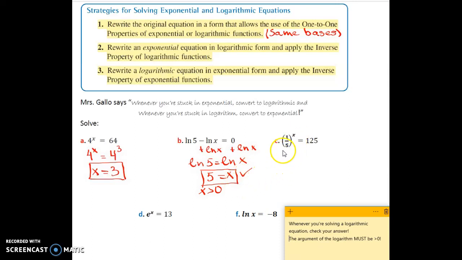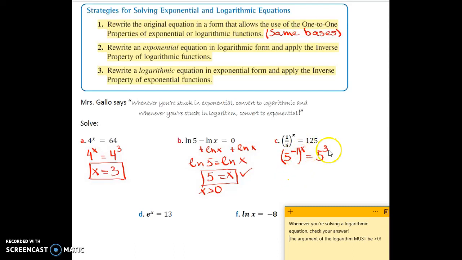Let's look at example C. 1/5 to the x power is equal to 125. We need to rewrite this expression, and it looks like both of those might be powers of 5. So we're going to try and change the base to be equal to 5 on both sides. 1/5 is equal to 5 to the negative first power, and the whole expression is to the x power. 125 on the other side is equal to 5 cubed.